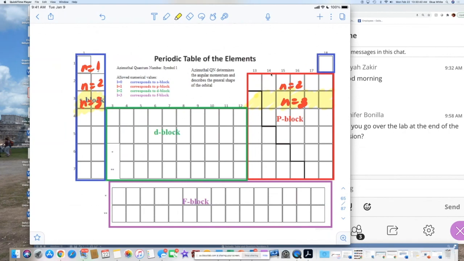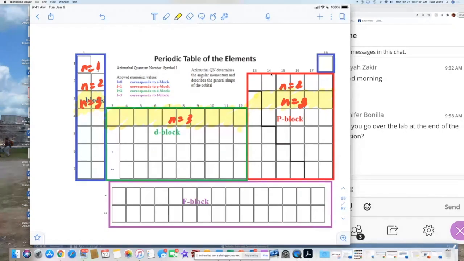I know the d block starts at n equals 3. Oh, that's it, I don't have to go any further. That's another n equals 3. It goes from here all the way to here. I know my f block starts at n equals 4, so the f block technically doesn't have an n equals 3, right?